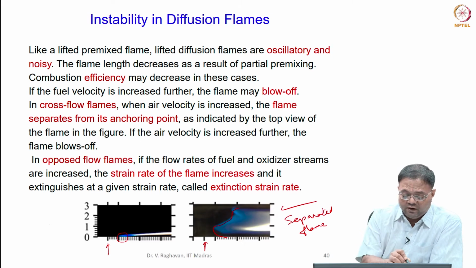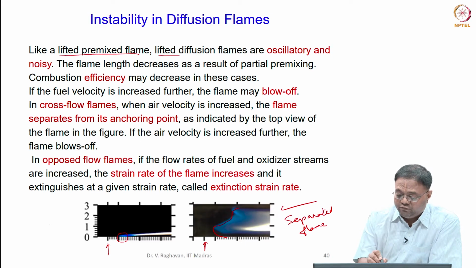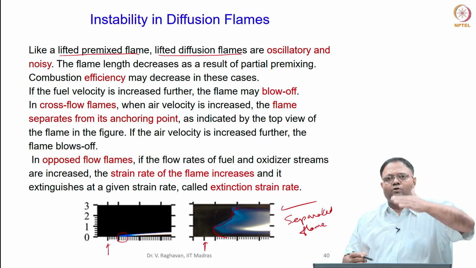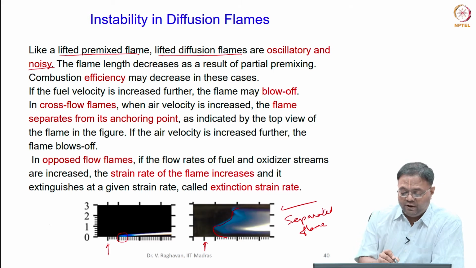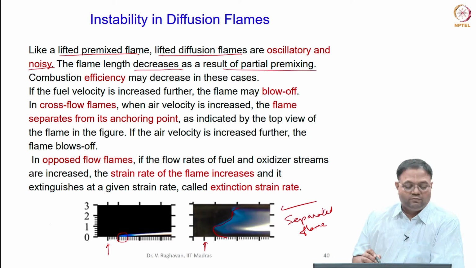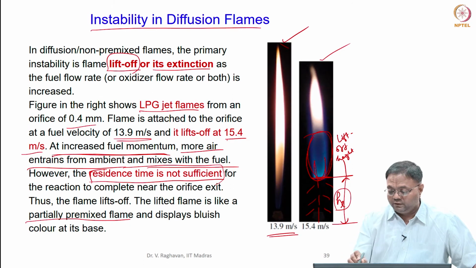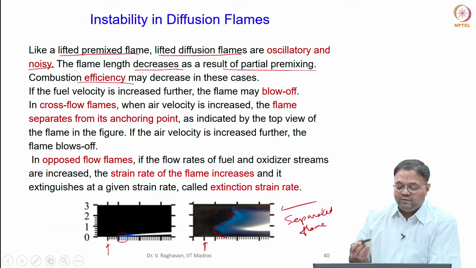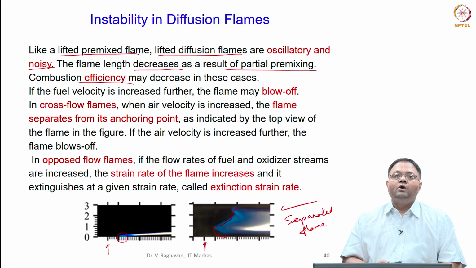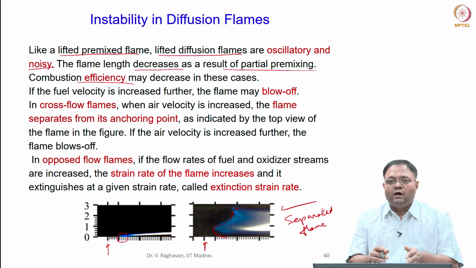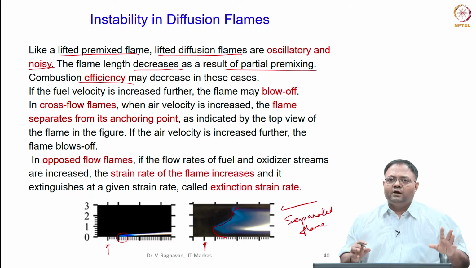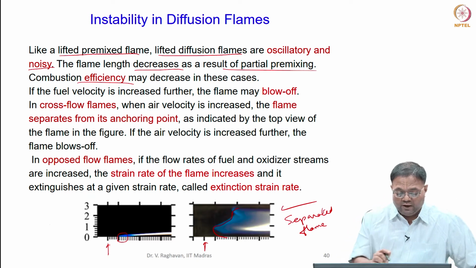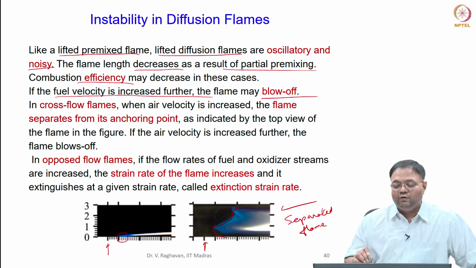Before coming to that, like a lifted premix flame, we have seen that a lifted diffusion flame is oscillatory, the base will oscillate, the tip will oscillate and so on, and it will also be noisy. The flame length decreases as a result of partial premixing, that is what is illustrated here. Combustion efficiency may decrease, as I told you, more CO and unburned hydrocarbons may result from a lifted flame, because there is no control. When the flame is very close to the rim, the control will be there, as we saw in the premix flame. When the lifted flame occurs, control is lost. At a higher fuel velocity, the flame will blow off.